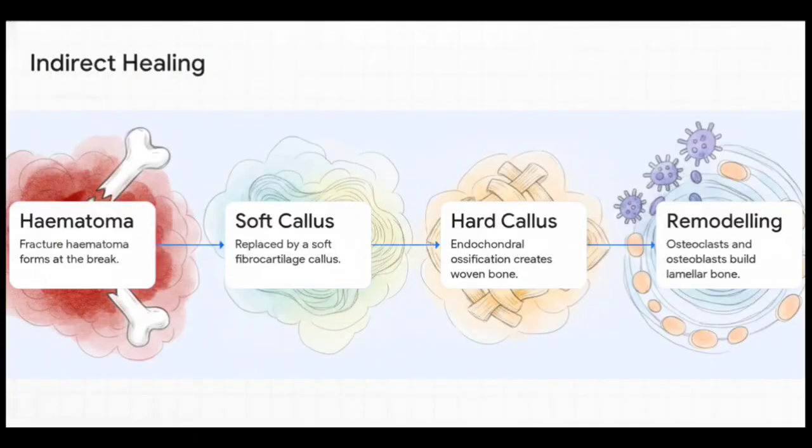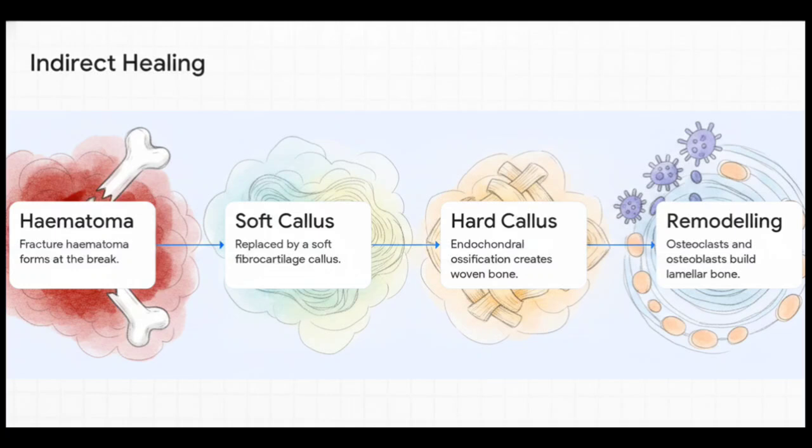Let's trace that step-by-step causal pathway for indirect bone healing. It actually starts a lot like skin repair. A fracture hematoma, or blood clot, forms at the break. Next, this clot is swapped out for a soft callus made of fibrocartilage. Then, through endochondral ossification, that fibrocartilage is converted into a hard callus made of woven bone. Finally, we hit the remodeling stage.